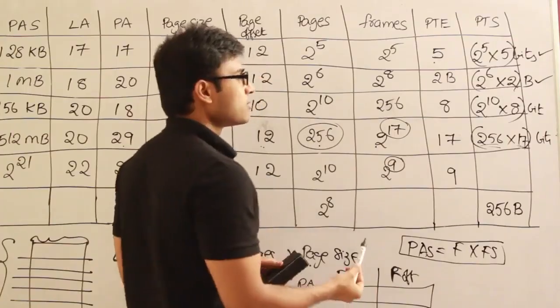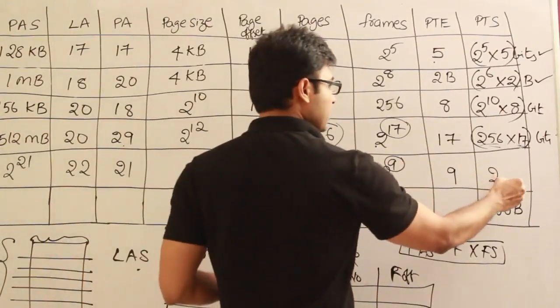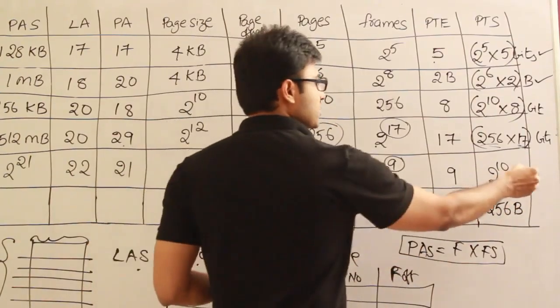And what about the page table size? Page table size is the number of pages, which is 2 power 10, into the number of bits used to represent the page table entry, right, which is 9.